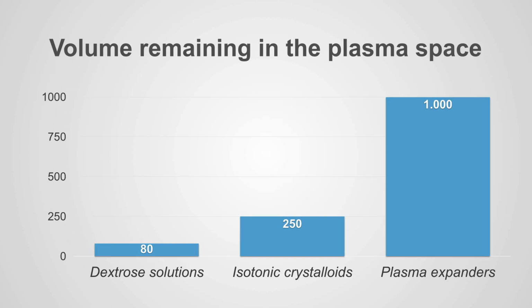The primary difference among these 3 different fluids is how much of the volume of 1 liter remains in the plasma space. When you give a liter of dextrose solutions, only 80 cc's remains in the plasma compartment. If you give a liter of isotonic crystalloids, 250 cc's remain in the plasma compartment. And when you give a liter of plasma expanders, the full liter remains in the plasma compartment.